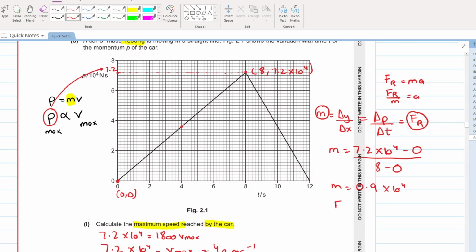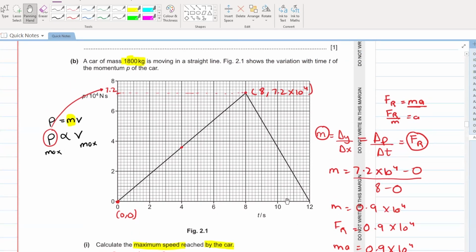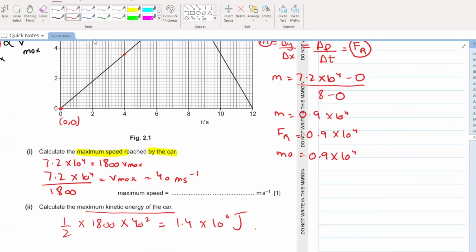This is your resultant force, 0.9 into 10 raised to the power of 4. Resultant force can be replaced by MA. MA is equal to 0.9 into 10 raised to the power of 4. Can you divide this resultant force by mass to calculate acceleration? Yes, divide it. 0.9 into 10 raised to the power of 4 divided by 1800.